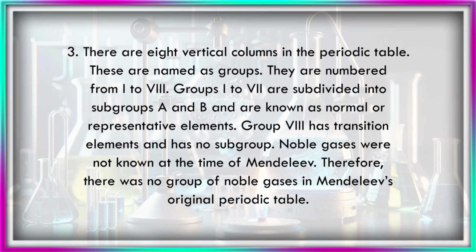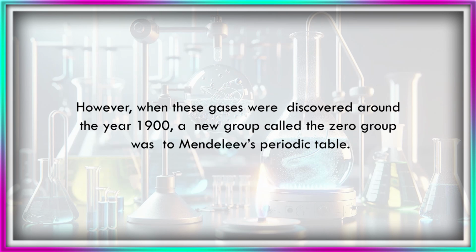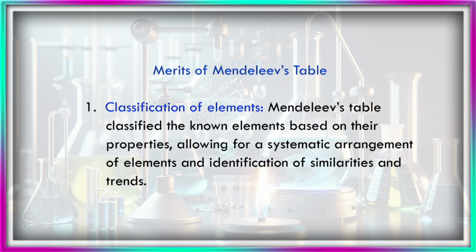Noble gases were not known at the time of Mendeleev. Therefore, there was no group of noble gases in Mendeleev's original periodic table. However, when these gases were discovered around the year 1900, a new group called the zero group was introduced to Mendeleev's periodic table.